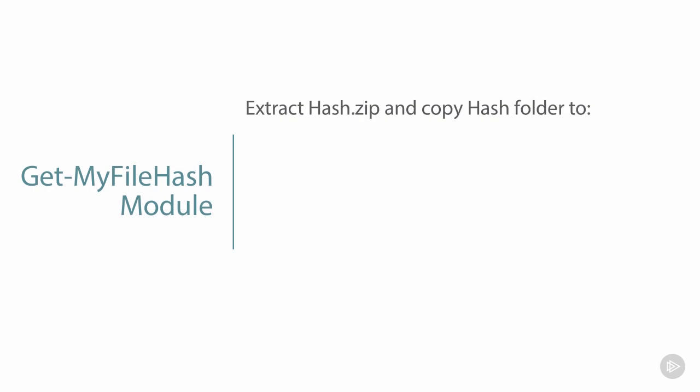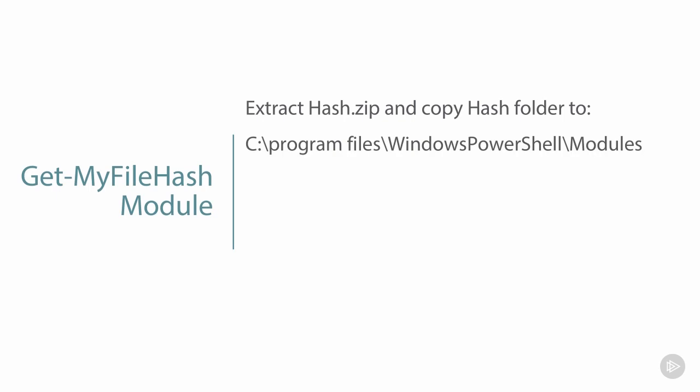It's there for you. So out of the files that you can download, you'll extract the hash.zip, which becomes a folder called hash. And you copy that hash folder to C:\Program Files. There's a space between "Program" and "Files". Then Windows PowerShell, Modules. You copy that folder out there. This is a place where you can write your own PowerShell modules, and those modules and those commands or functions that you wrote into those modules will be available to you when you open up a PowerShell session.